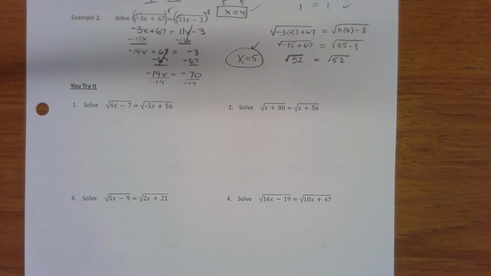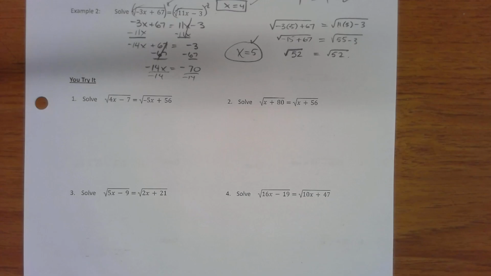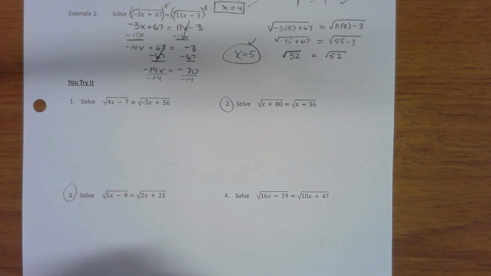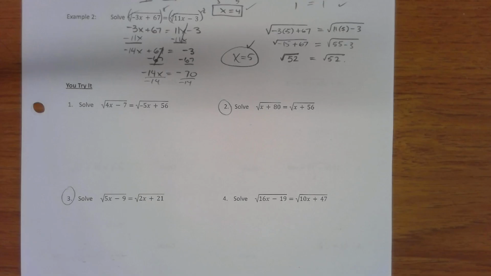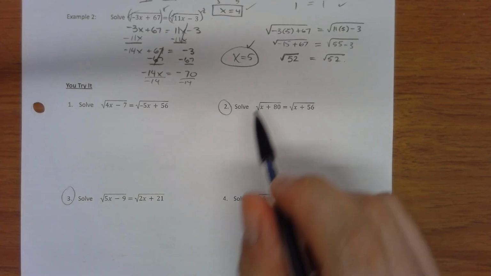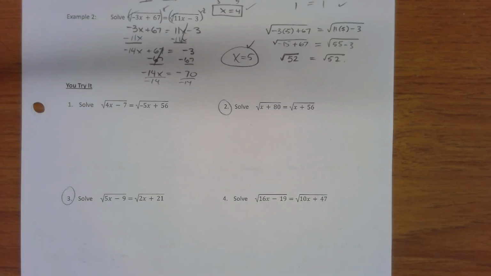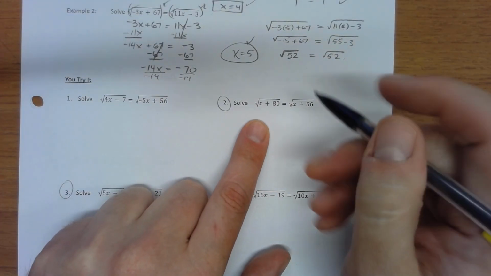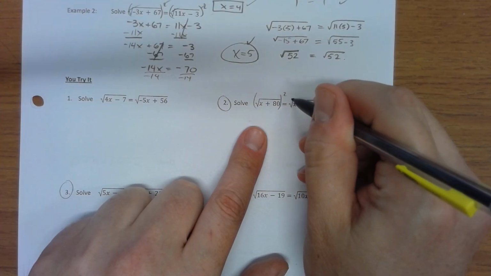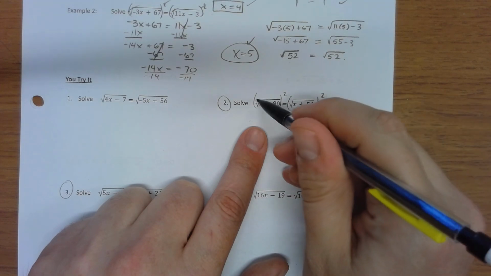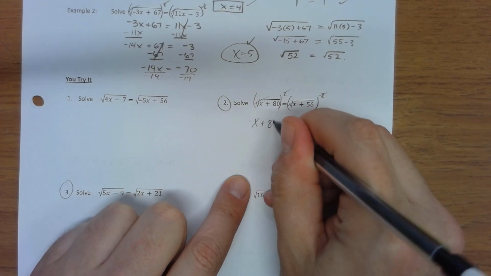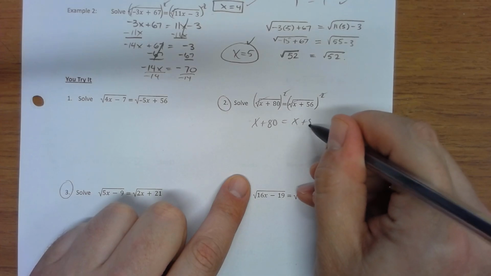There are 4 exercises for you to try at the bottom. We're going to take a look at 2 of these exercises. We're going to start with number 1 and then do number 3. Oh, I'm sorry, I circled number 2. We're going to do number 2 and number 3. Both radicals are isolated on opposite sides, so we're going to square both sides. The square root and the squared are going to cancel each other. X plus 80 on the left, x plus 56 on the right.